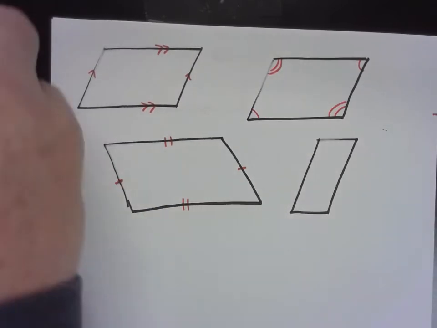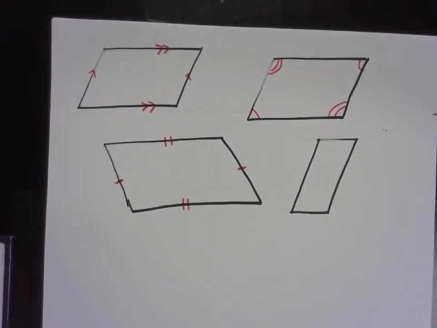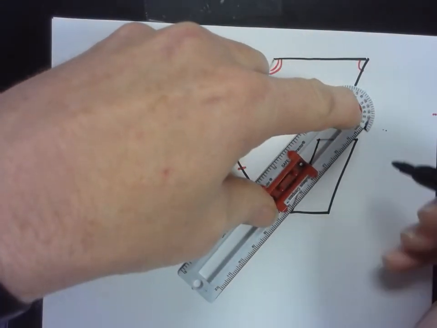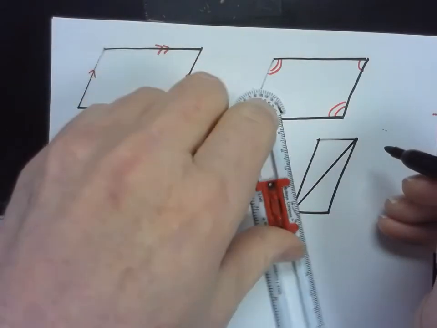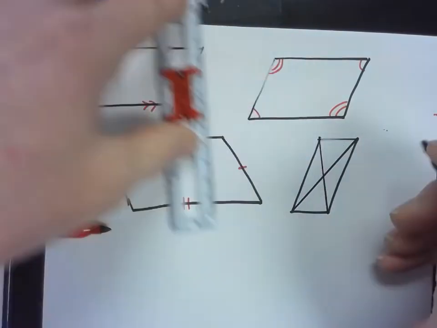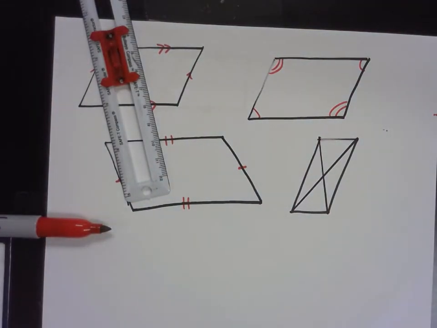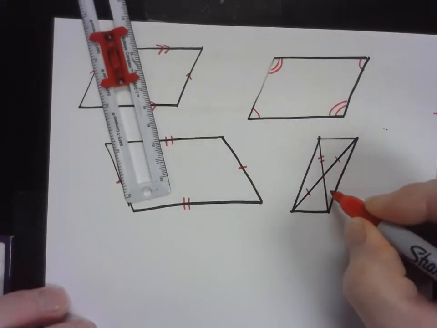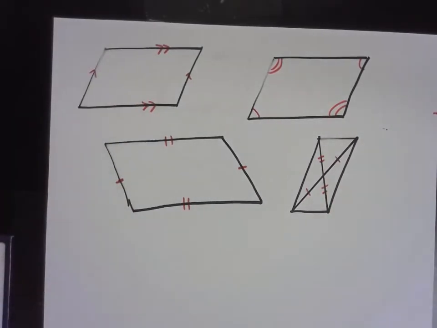What's something else we know about parallelograms, Kimball? That is perfect. Something about the diagonals. What's that something about the diagonals we know? Oh yeah, they bisect each other. Okay. Awesome. Okay, they bisect each other. I wasn't even thinking about that one.